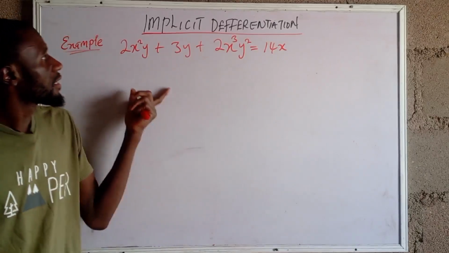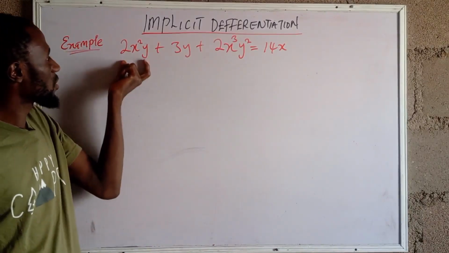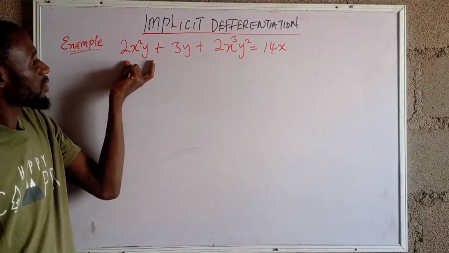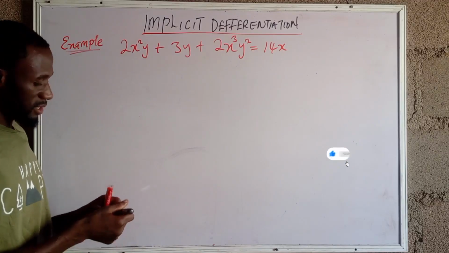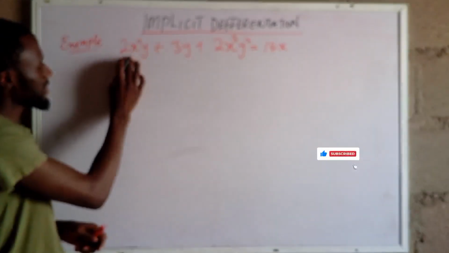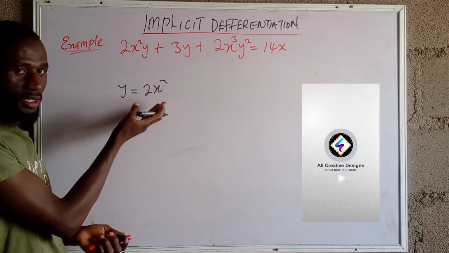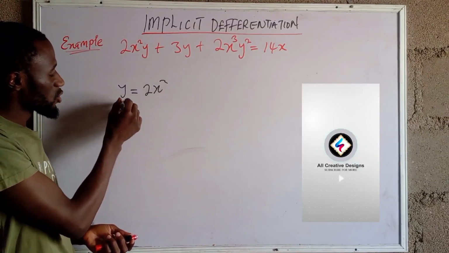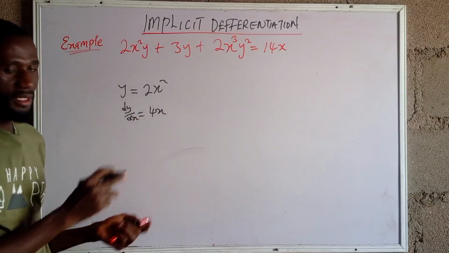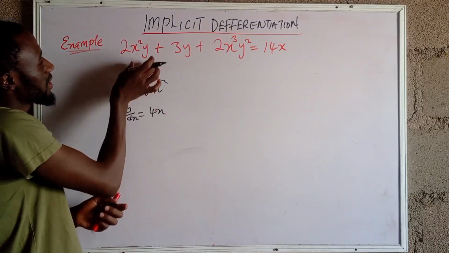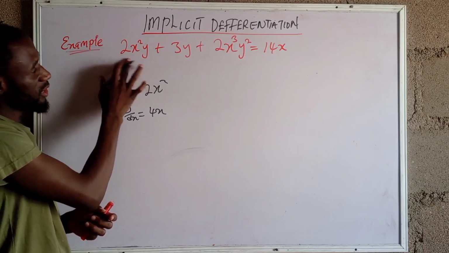How to solve implicit differentiation. In this question, we're going to focus on the question called implicit function. We're going to solve this question implicitly because in an implicit function, once we differentiate x, assuming you have y equals 2x squared, then if you differentiate this function with respect to x, dy/dx equals 4x. But in the case of an implicit function, x is attached to y, therefore we're going to solve this one simultaneously.